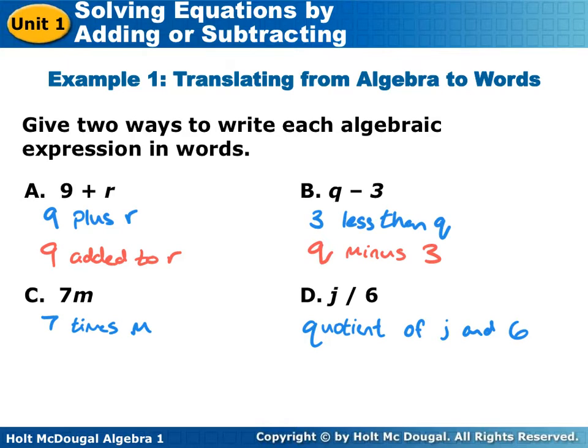Let's see. Who do I want to pick on next? Gavin, did you get another one for C? I don't know how to use product. Yeah, you know what you could really do? You're 100% correct. If you wanted to, you could just say product of 7 and M. Okay. Brock, what'd you say for D? J divided by 6. That is absolutely correct.